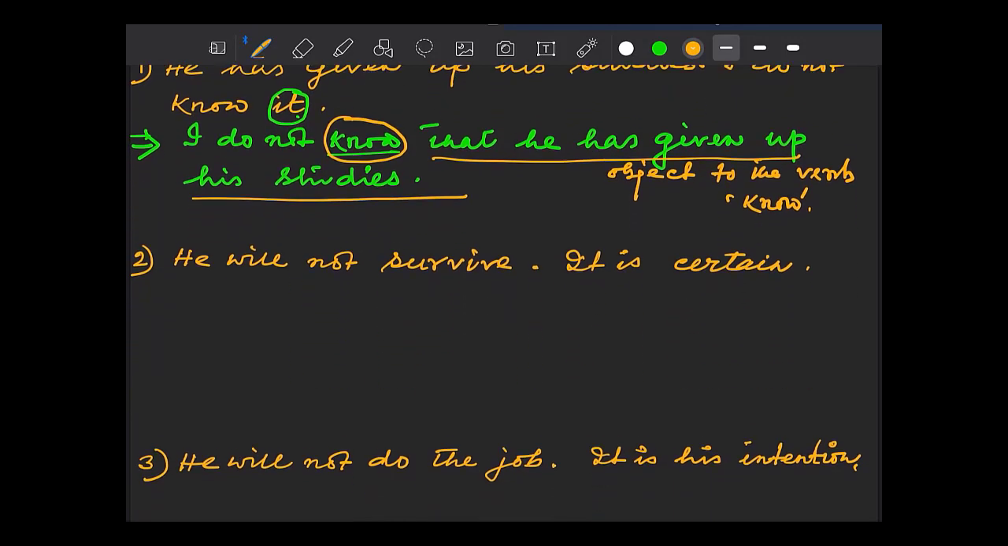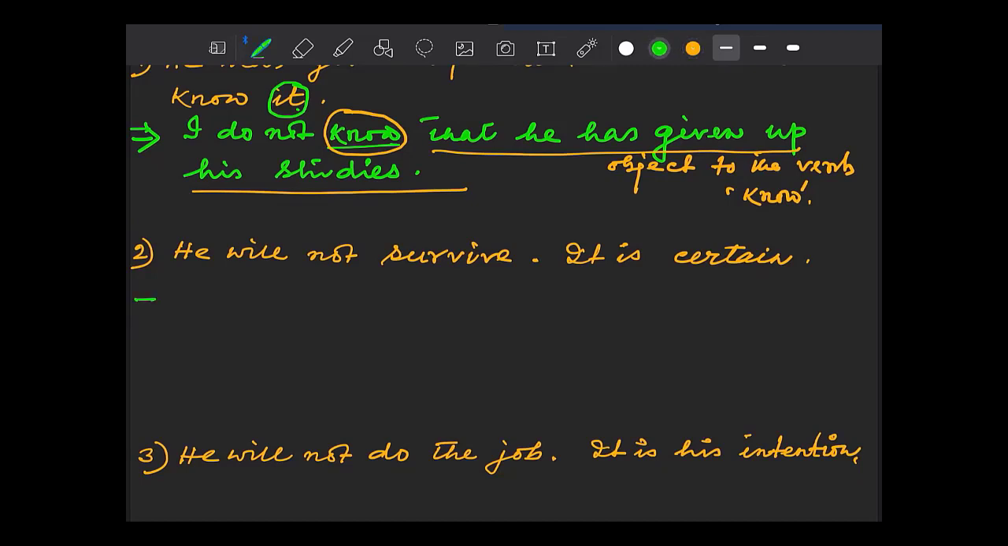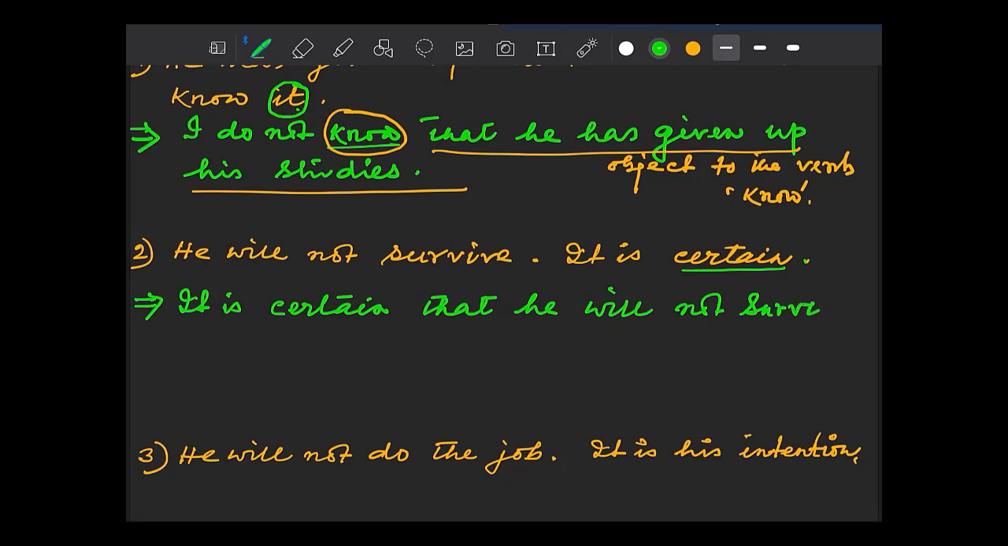Okay, very easy. Now this one, he will not survive, it is certain. Very easy. It is certain, adjective. What is certain? First write it is certain that he will not survive. It is certain that he will not survive. Okay, certain is an adjective, and this one is the complement to this adjective.